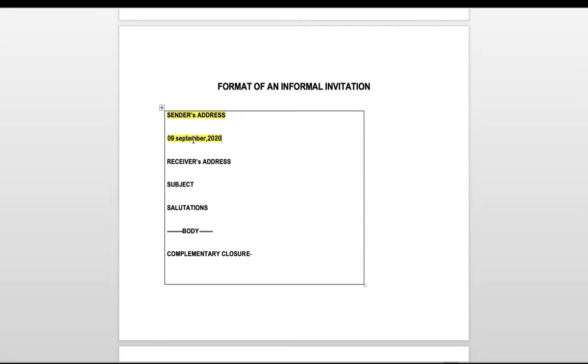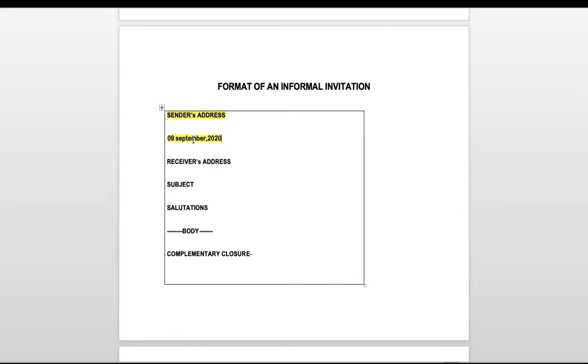Why are you writing this invitation? Are you inviting your friend to spend the winter break with you? Are you inviting your brother to come and celebrate this Diwali with you? Anything like that. Any subject in total context with your question, the subject would come in this line.